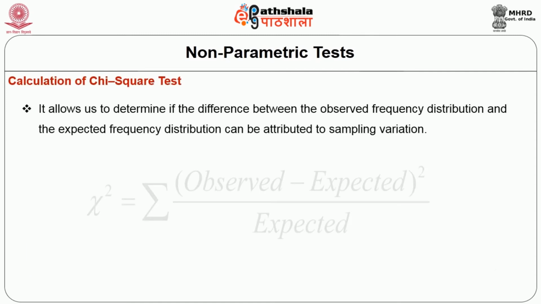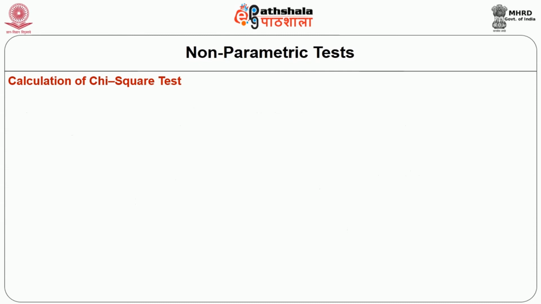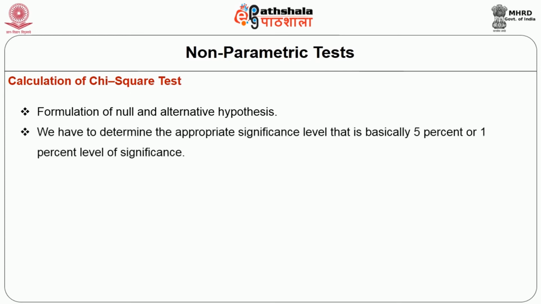Next, we will see about the calculation of chi-square test. Calculation of chi-square statistics allows us to determine if the difference between the observed frequency distribution and the expected frequency distribution can be attributed to sampling variance. The first step involved in the calculation of chi-square test is formulation of null and alternative hypothesis. Secondly, we have to determine the appropriate significance level, that is basically 5% or 1% level of significance.